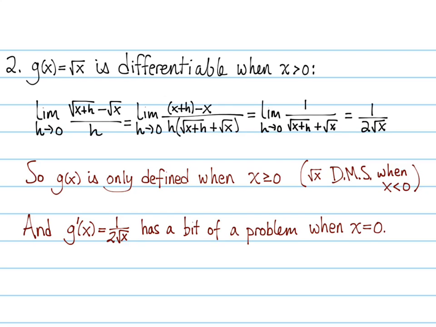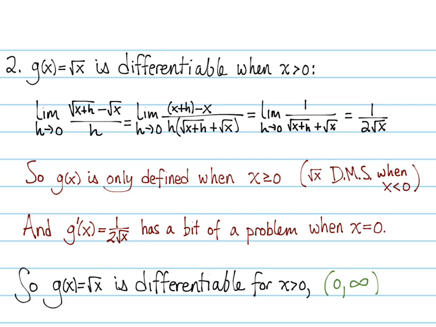And g of x is only defined when x is greater than or equal to 0, right? You can't take the square root of negative numbers. But g prime of x is 1 over 2 radical x. You still can't take the square root of negative numbers, and you can't have 0 in the denominator. 1 over 2 radical x has a 0 in the denominator when x is 0. So we also have to throw out 0. So g of x is defined for 0, but g prime isn't. And so g of x is only differentiable when x is positive.